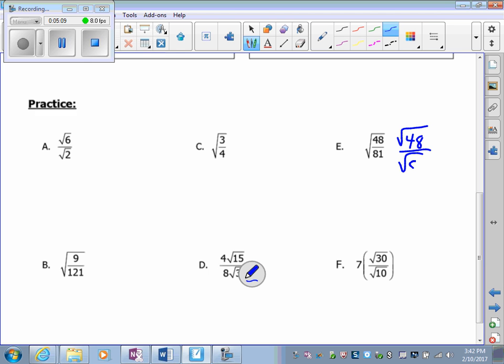Oh good, I'm halfway done because I know the square root of 81 is 9. And then I have to simplify the square root of 48. I know my multiplication facts. I know 48 is 16 times 3.